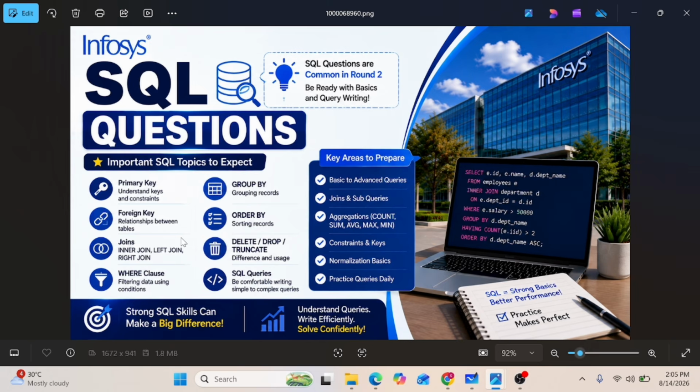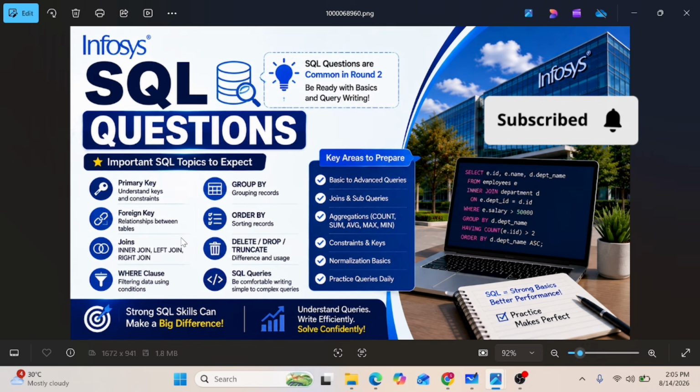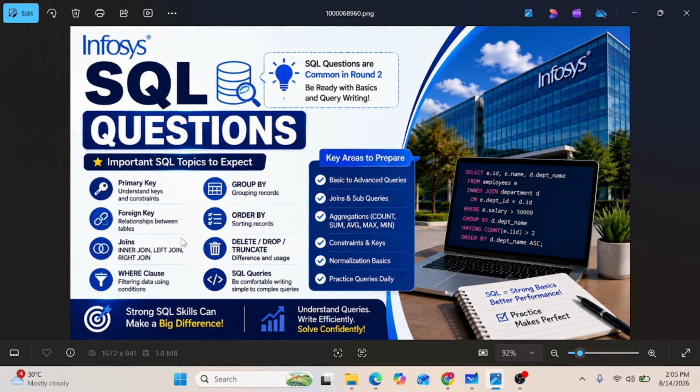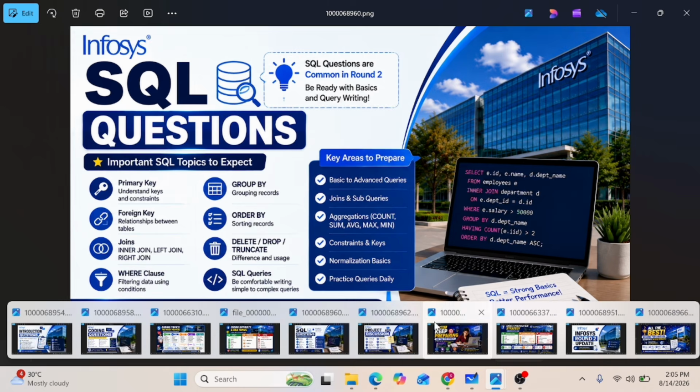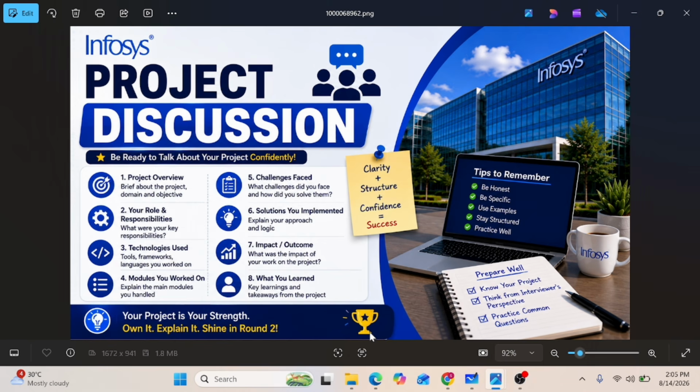Now comes probably one of the most important parts of the interview experience. Deep talk about the project. This is something many candidates underestimate. If your resume contains a project, don't assume the interviewer will ask only to explain your project, and they may go much deeper. Prepare answers for: what problem does your project solve?